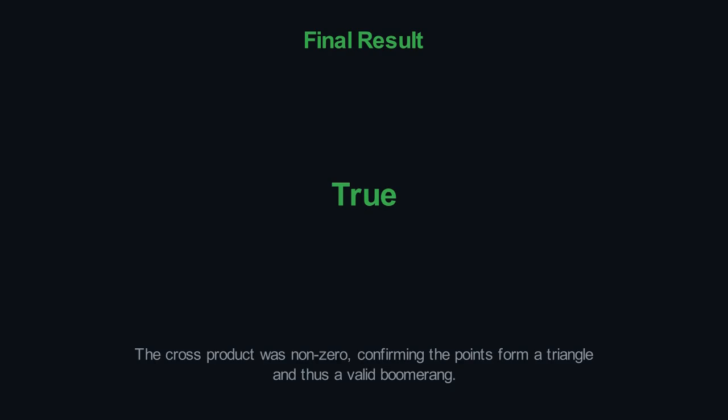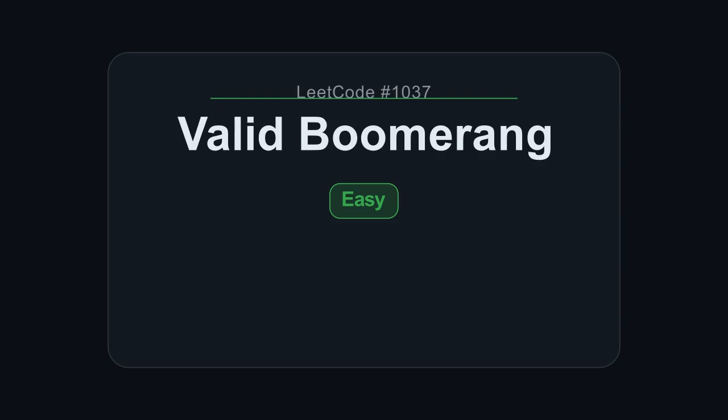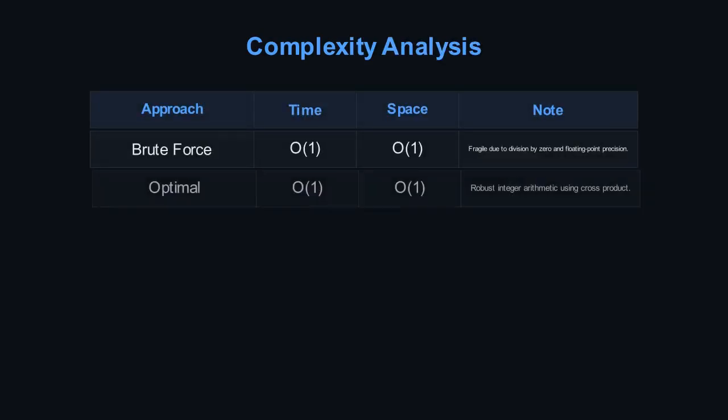The final output is true because the cross product yielded a non-zero value, confirming the points form a triangle with actual area rather than collapsing into a single line. You'll spot this pattern whenever you need to check if points are collinear or if 3 points form a specific orientation. Look for problems where slope calculation leads to division by 0 or floating point errors, indicating a need for the cross-product area formula. This solution runs in constant time since it performs a fixed number of arithmetic operations.